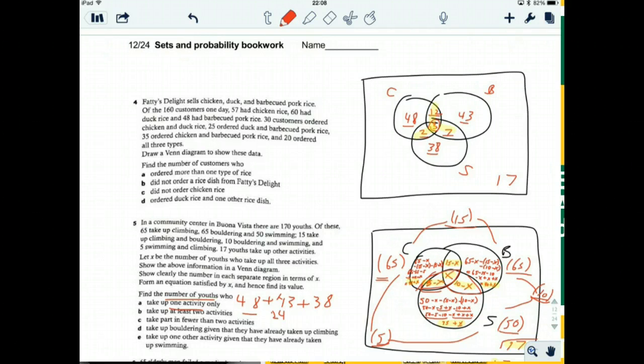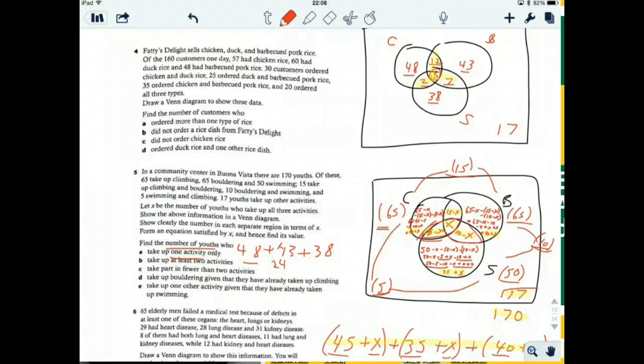Take part in fewer than 2 activities. So that would be anybody who takes part in 1 activity or 0 activities. So that would be your answer from A. You would add all those up, and then you would also add the 17 people who don't take part in any of those activities.